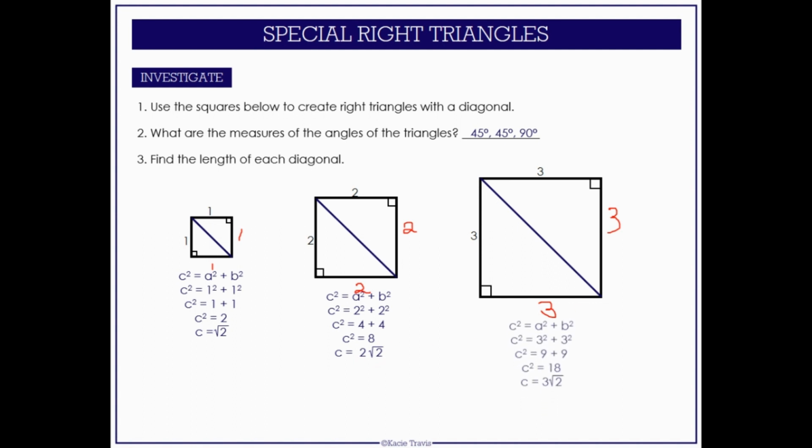Same stuff's going to be following suit. We got c squared equals a squared plus b squared. Down here we got c squared equals 3 squared plus 3 squared, which is 9 plus 9, which is 18. Taking the square root of that is also not a perfect square, so we got a simplest radical form and simplify, which means that we get 3 square root of 2.